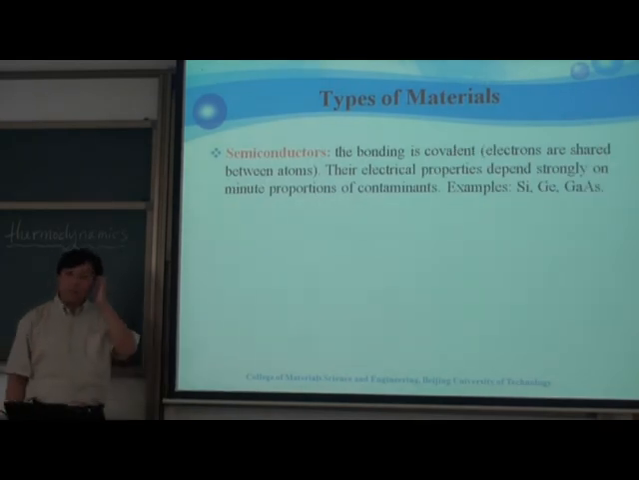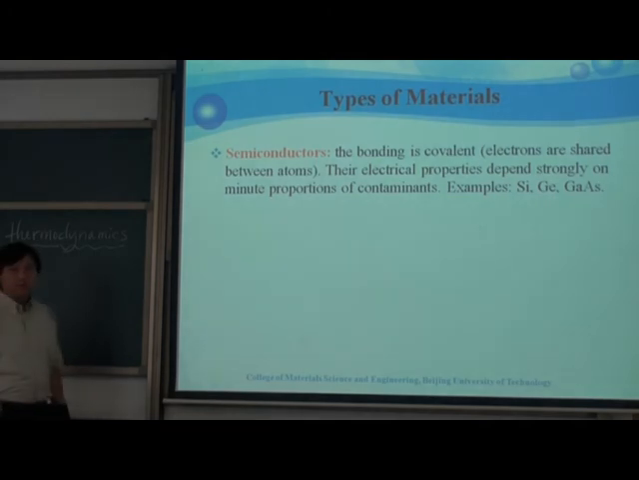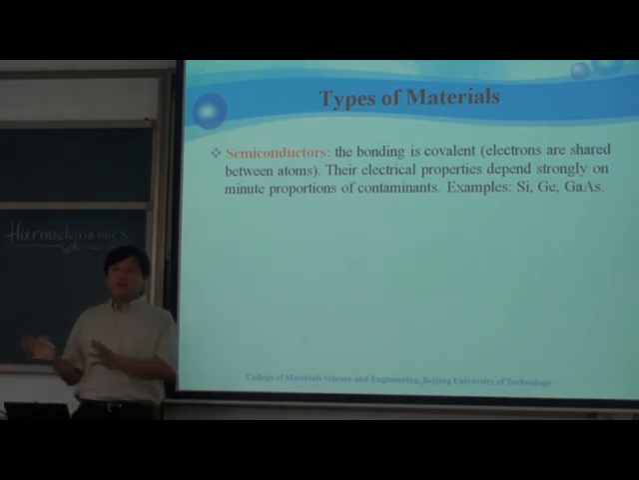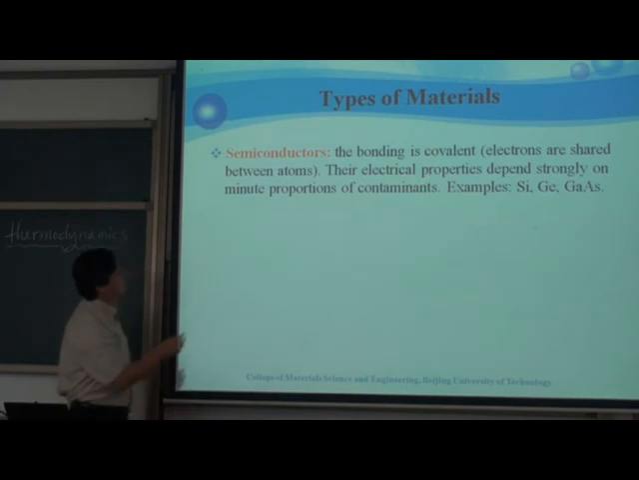And the second type of material is what we call semiconductors. What is a semiconductor? Semiconductor means the conductivity of the material is not as good as metals, but not as bad as polymers and ceramics, right? So we call them semiconductors. In semiconductors, the bonding is covalent. It doesn't matter if you don't know the word. We will talk about this later.